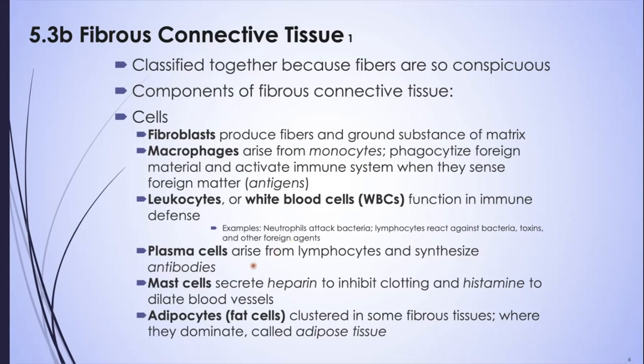So anyway, plasma cells. Plasma cells are going to arise from lymphocytes, and they're going to synthesize antibodies. You're going to find your plasma cells in your blood, okay? That's why when they check your blood plasma, they're really checking as far as what the ratio is going to be, because if you have beyond the normal limits of the ratio, that's an indication that there's an infection.